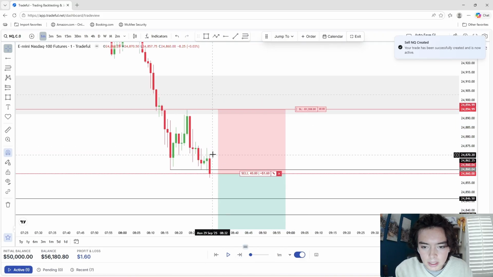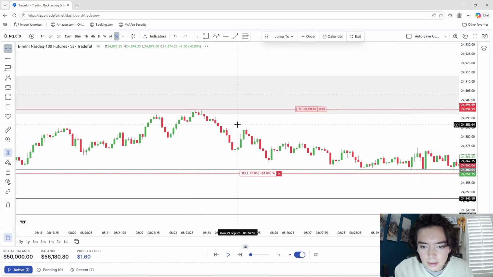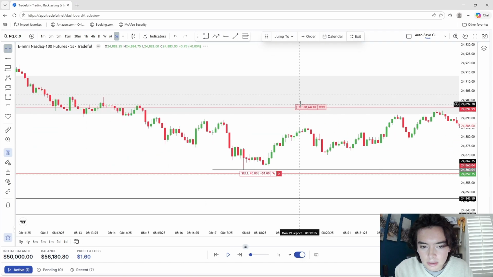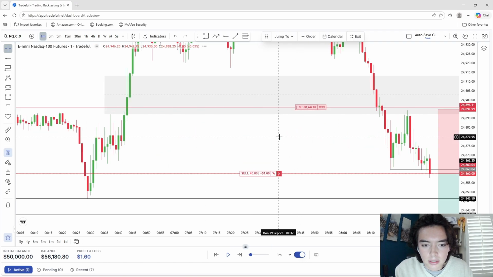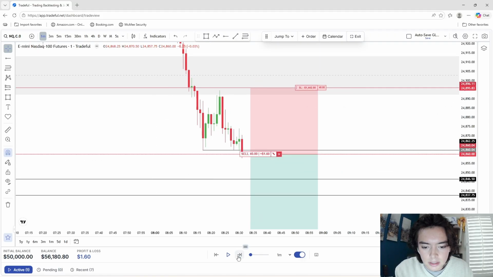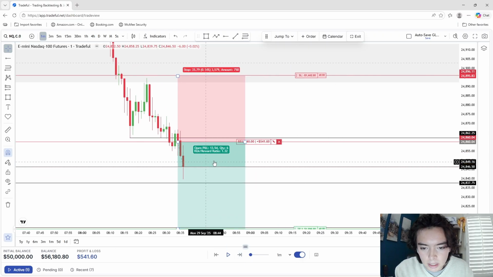Alright, so we're in. Let me just double check my stop loss though, because it's not bad. Let's put it right here. It's not, so I'm going to just have my stop loss right there. And then just send this, please. Bang. Alright, so we end up hitting TP1.